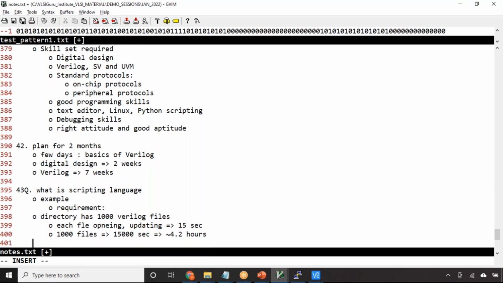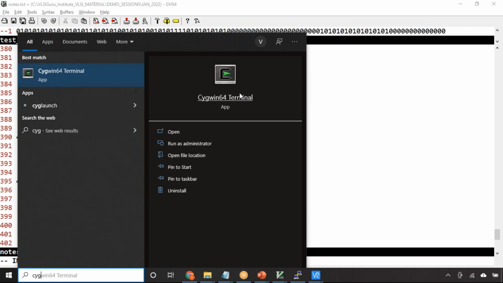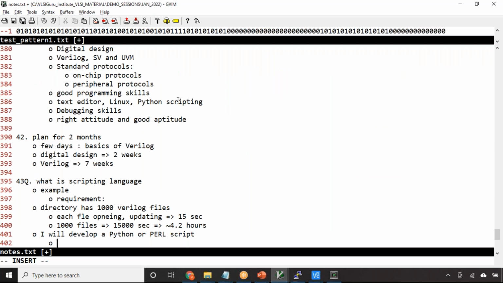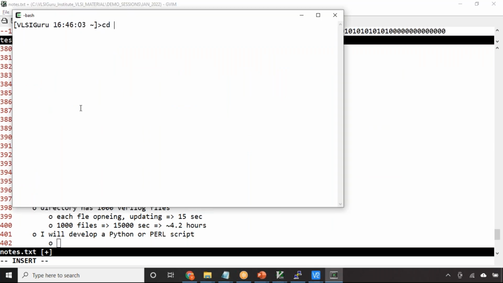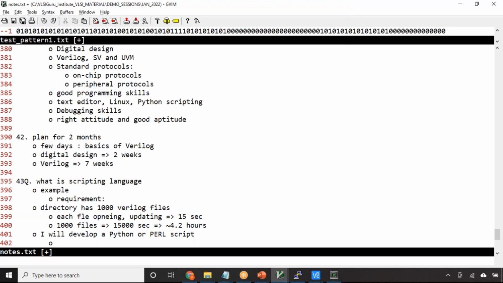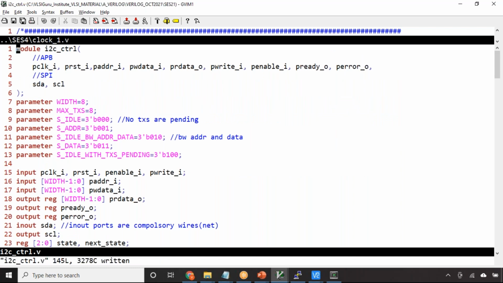The same thing, I will develop as a Python or Perl script. If I run the script, here also I have a script sequence. I go to this path. Where is that path? I went to that path. Okay. Now, what I will do in this case, I will remove this so that I can show you the example.